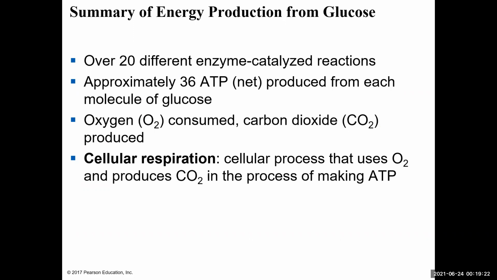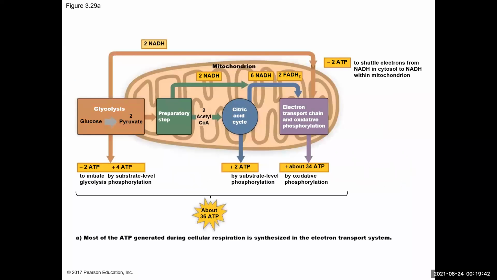So many different enzymes are used. We get approximately 36 ATP molecules. We use oxygen, generate carbon dioxide. And so cellular respiration is that process that, again, uses oxygen, produces carbon dioxide to make ATP. So here we have a figure that's kind of summing up all of the products that are made in each of these different steps.